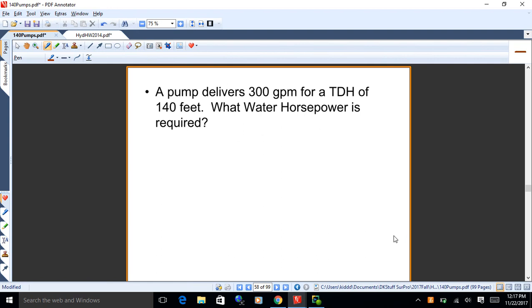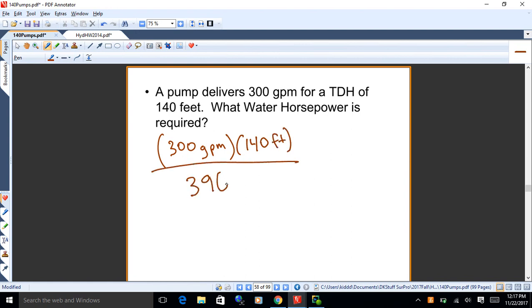So if you've got a pump that's pushing 300 gallons per minute against a TDH of 140 feet, what water horsepower is required? Okay, so we have 300 gallons per minute times 140 feet, and then you just divide it by 3,960, and that's it. You're done.